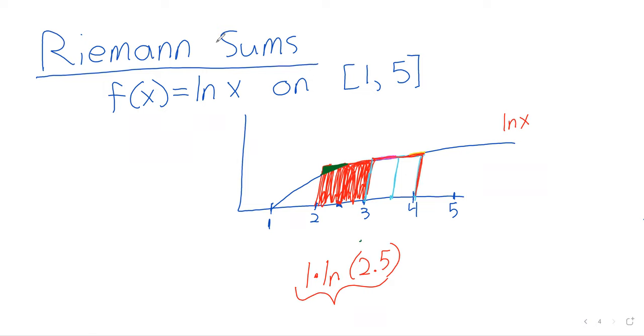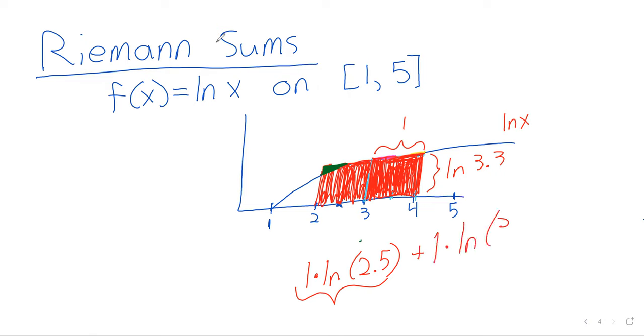If you take the area of the rectangle, you are doing a fairly good job of approximating the area under the curve. And the height of this is a natural logarithm. And the base of this is 1. So the area of this rectangle is 1 times the natural log of 3.3.